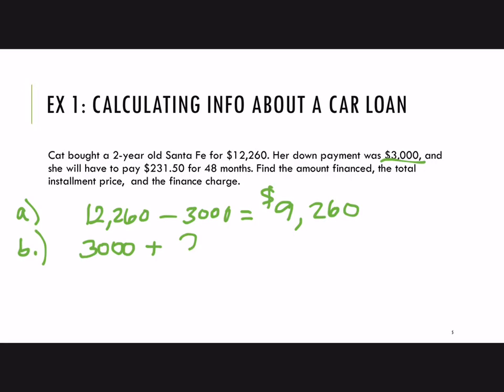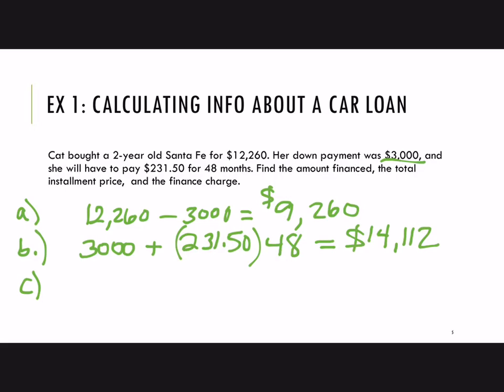All right, so she paid $231.50 for 48 months. So I'm going to multiply by 48. Right, and then altogether that should be the total installment price, and that's $14,112.